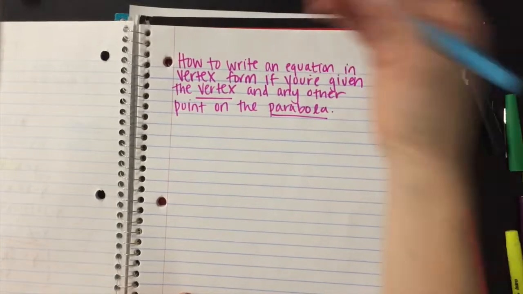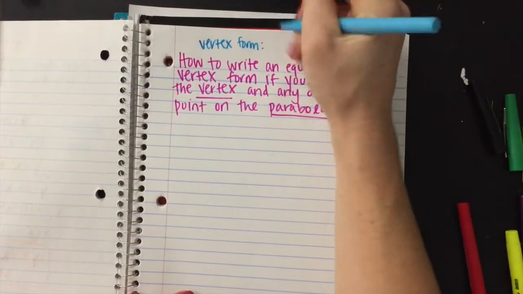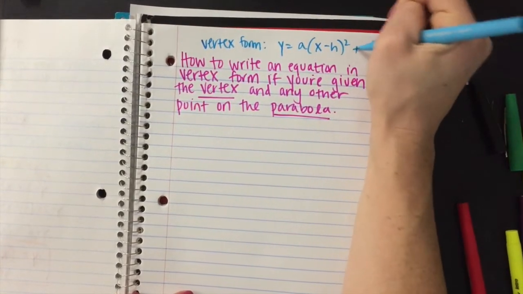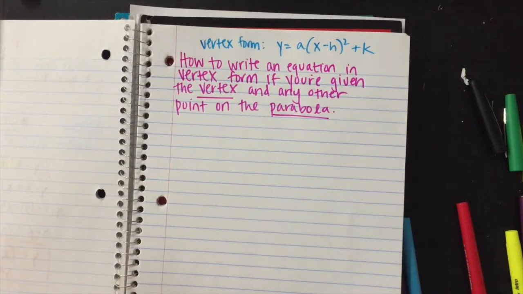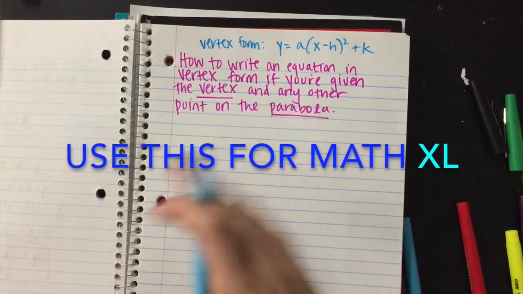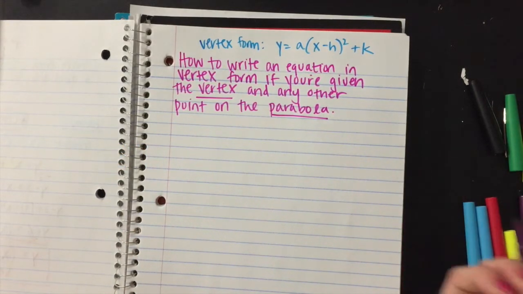Now let's remember what vertex form is. Hopefully you're memorizing it. Y is equal to a parentheses x minus h squared plus k. And I'll give you one example. Now this stuff is going to help you on the Math Excel assignment. There's nothing on your classwork like this, but there's some problems on your homework. So I wanted you to have seen an example.